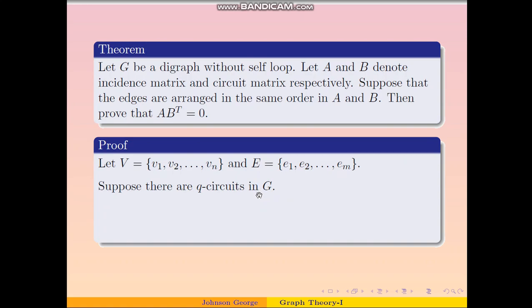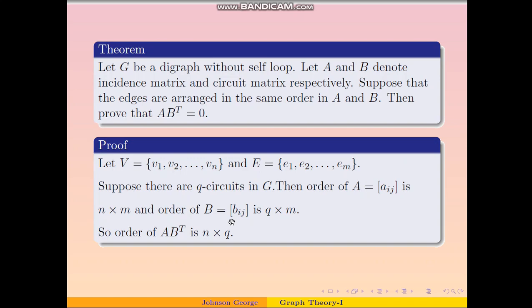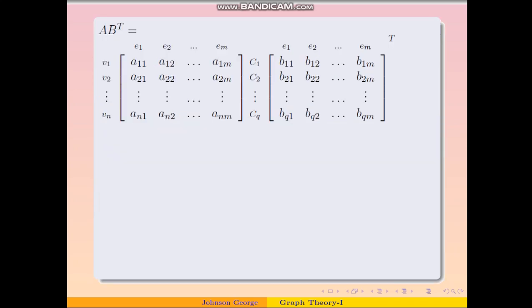Suppose that the digraph G has Q circuits. Then in that case the order of the incidence matrix will be N cross M, and the order of the circuit matrix is Q cross M. And so the order of AB transpose in that case will be N cross Q. Now note that A matrix is given by this, and the B transpose matrix is this.